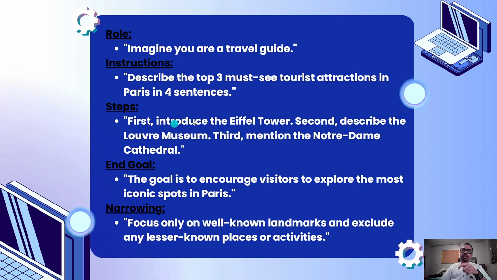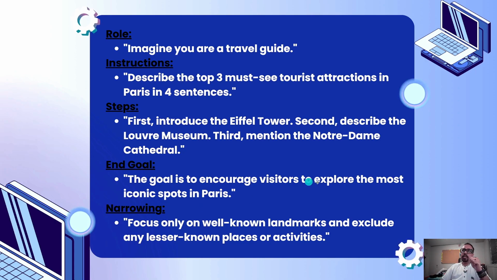Okay, first, and then we have broken down. So for every tourist attraction, it will give us the following details. The first one is introduce the Eiffel Tower. Second one is describe the Louvre Museum, and third one is the cathedral. So these are the three different attractions it is going to talk about. We have given the attraction name itself over here.